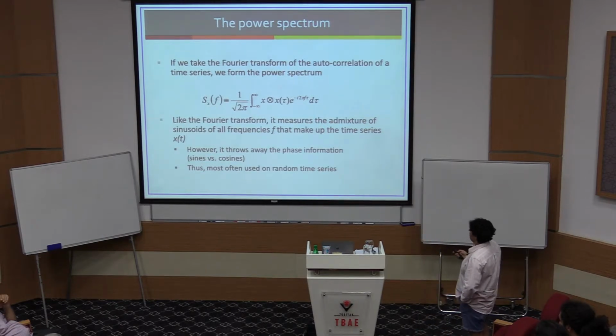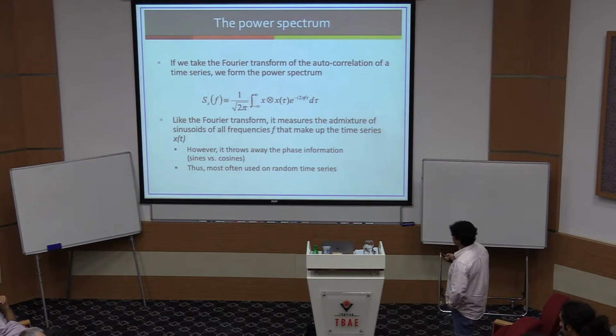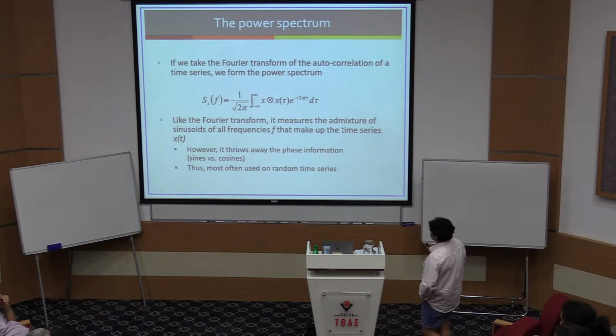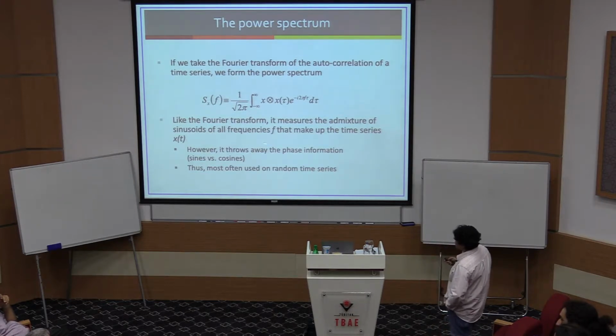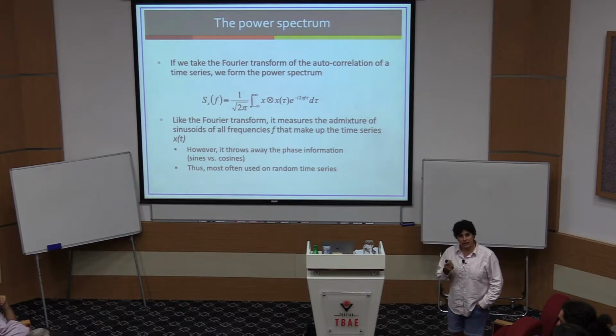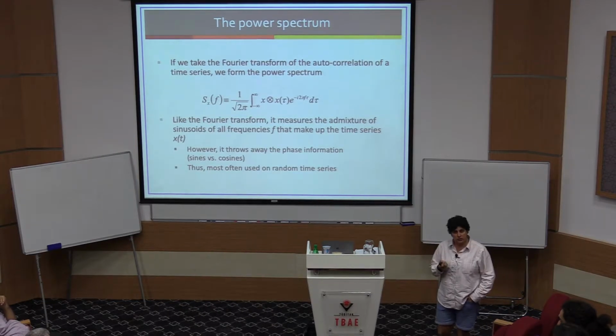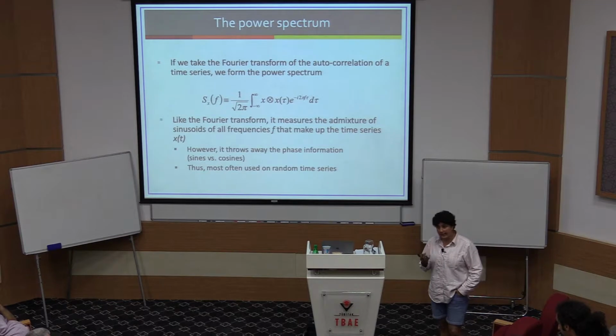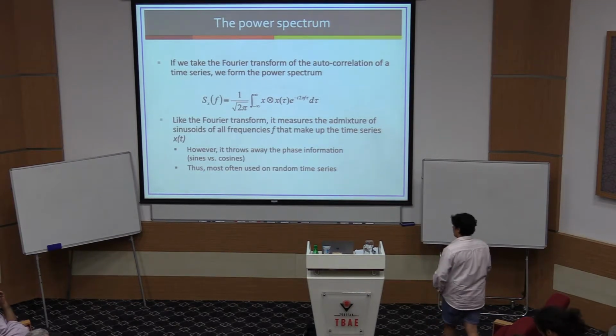Now an important property of the power spectrum that we must recognize is it's just like a Fourier transform in that it measures what are the sinusoids at any frequency f that make up this time series. But it throws away all the phase information. And that's okay and pretty useful when you have random time series, because when you have a random signal, the phase doesn't matter anyway. It's a random signal. So that's an important thing to remember.